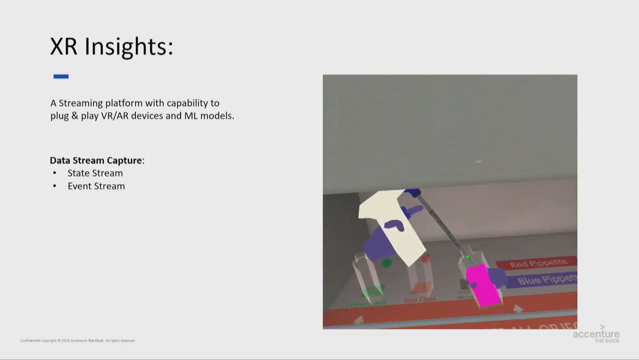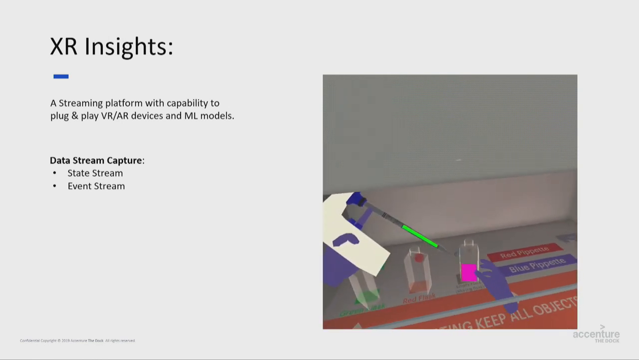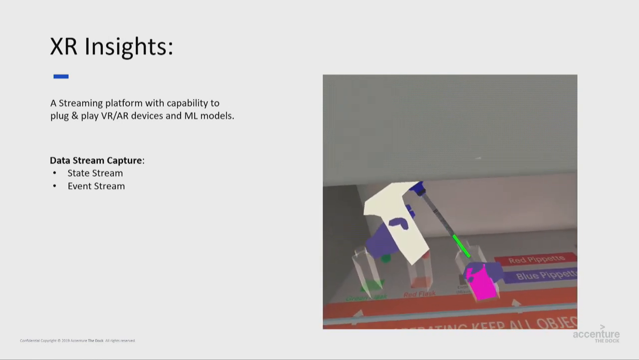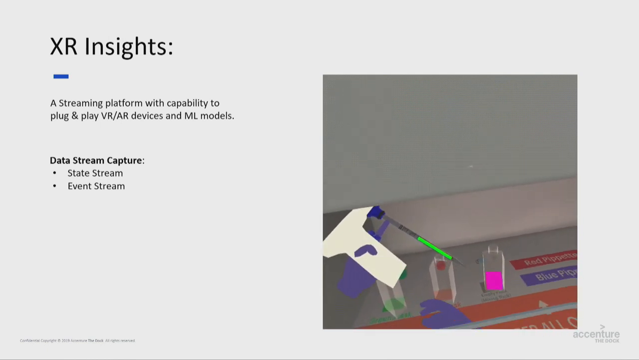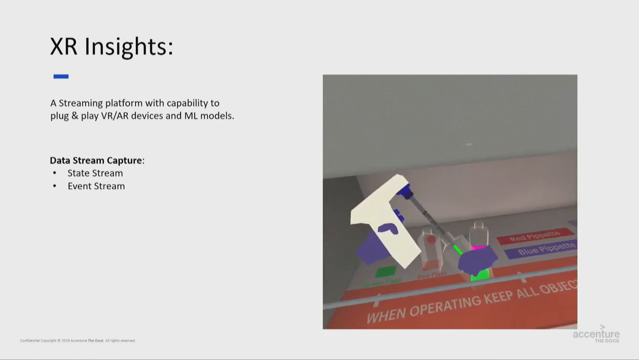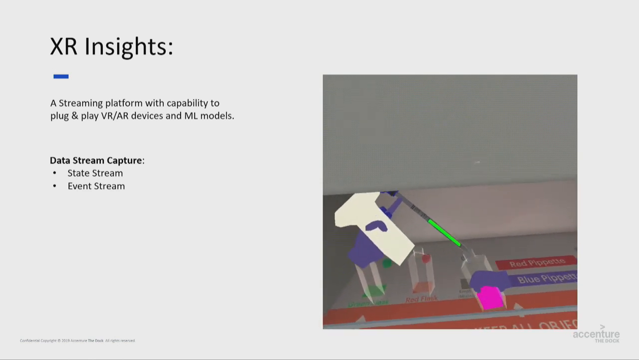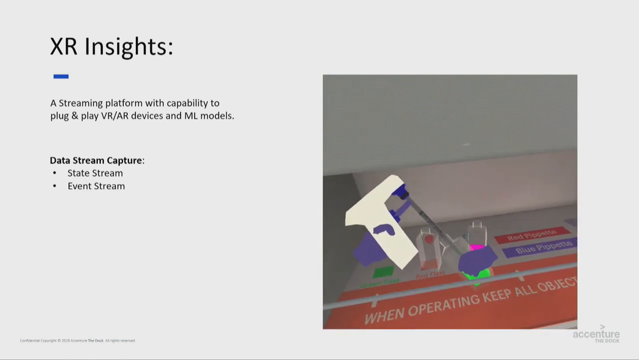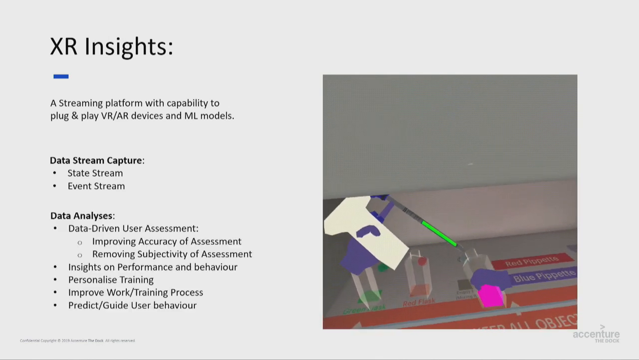The type of data we are streaming at the moment is state and event stream. State stream consists of all the spatial data with coordinates of head, hand, or any of the chemical bottles and all the coordinates that you have in the virtual reality. Event stream is a series of activities that the user performs within the virtual reality. So something like moving hand, picking up object, picking up glass, something like that.